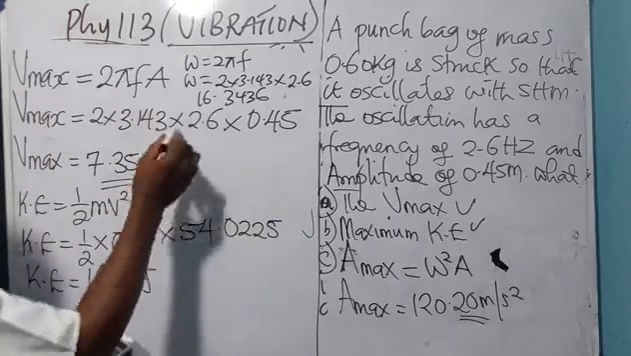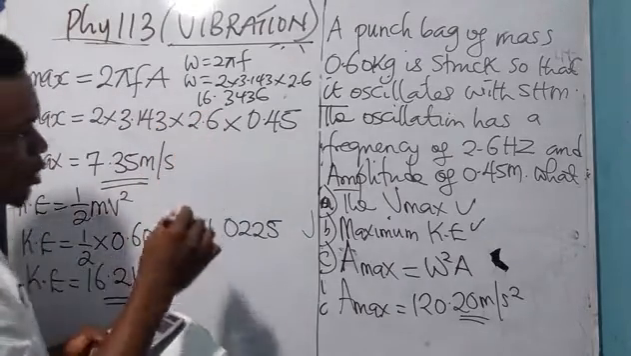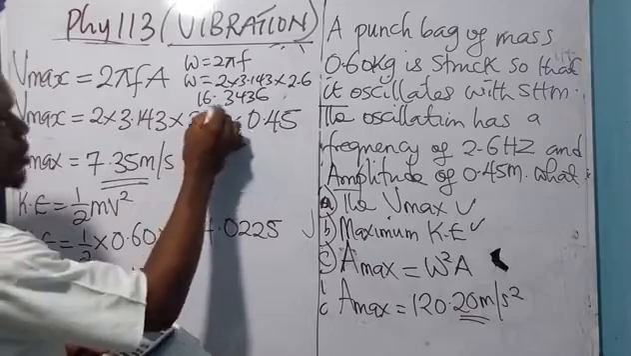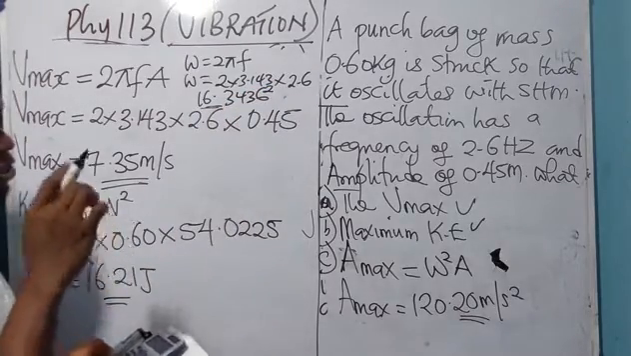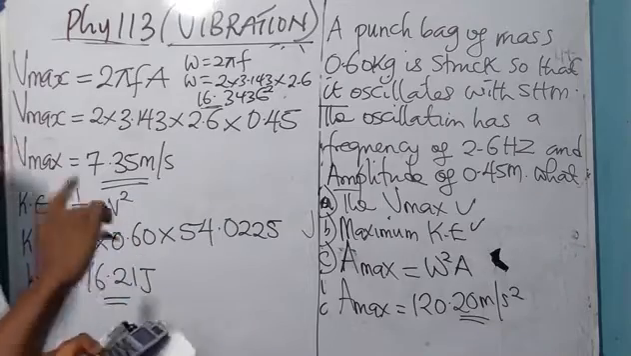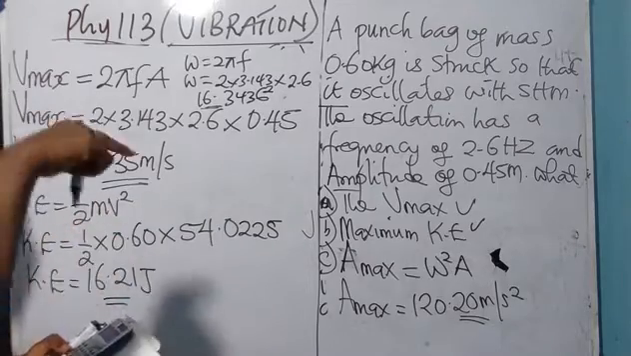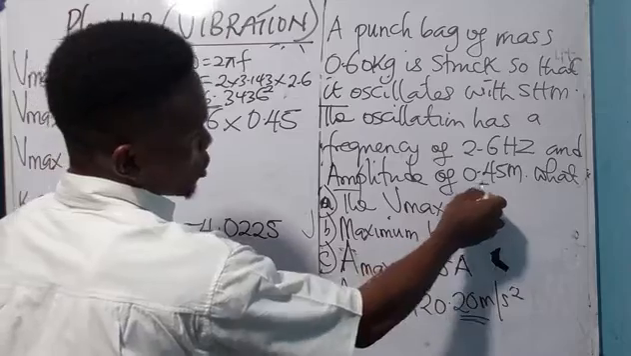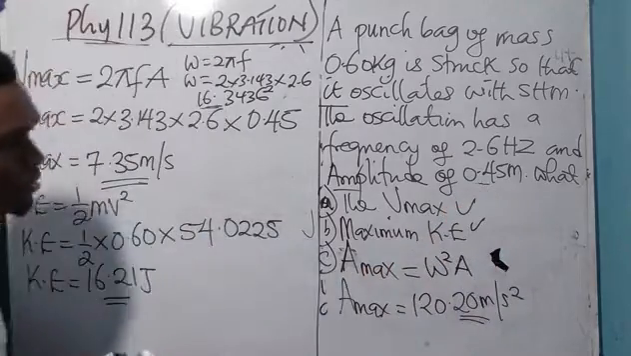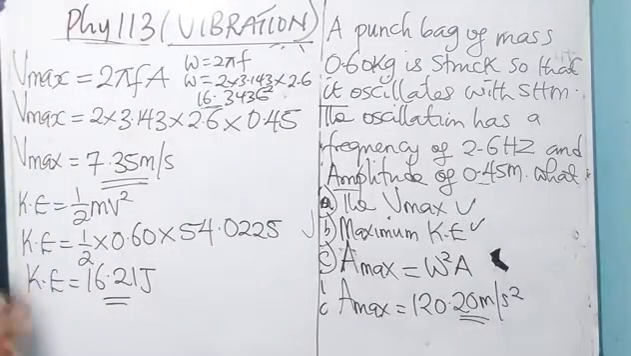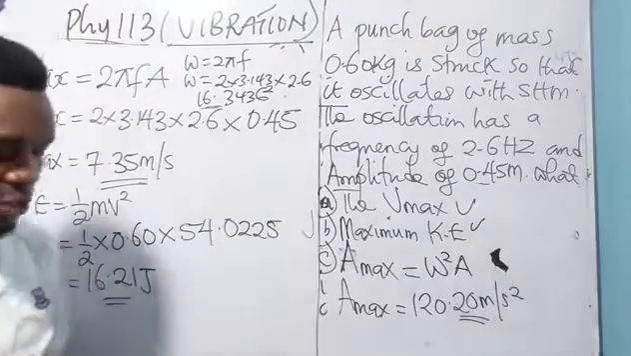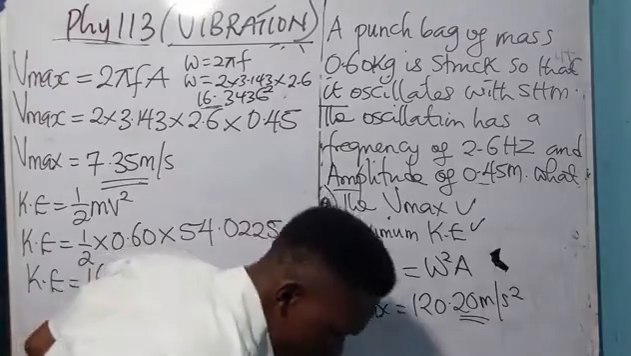So it means I got my W, then you square it. As long as you square it, I think we had 256 just now. So 256 times the amplitude, which is 0.5, we are going to have 120.20 meter per second squared. So it is very easy, just follow it bit by bit.